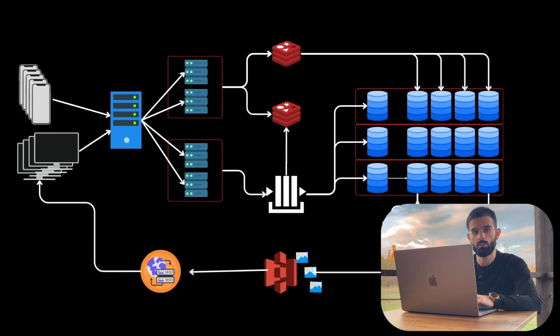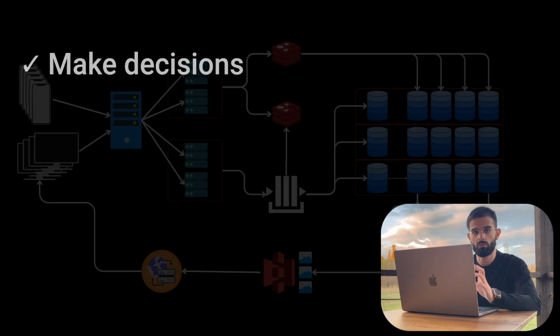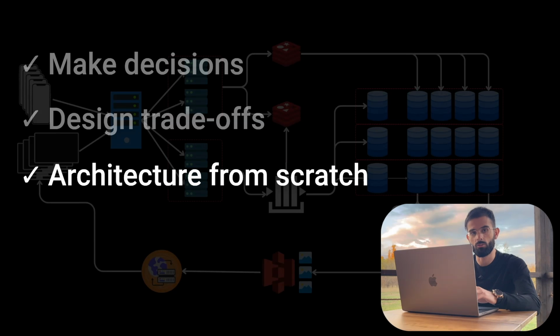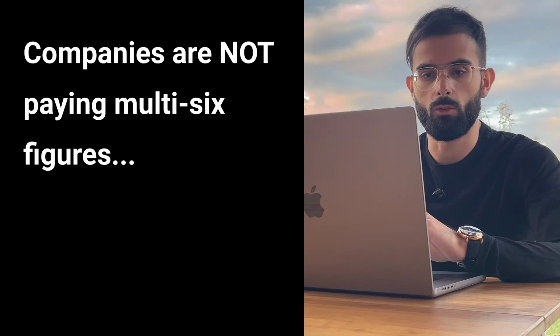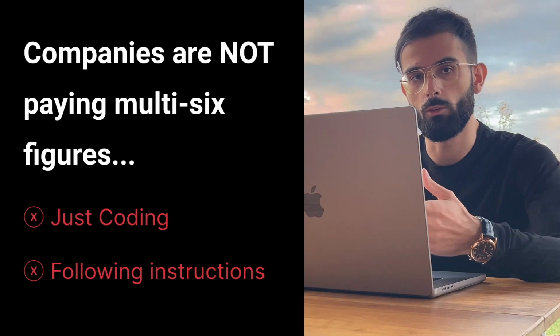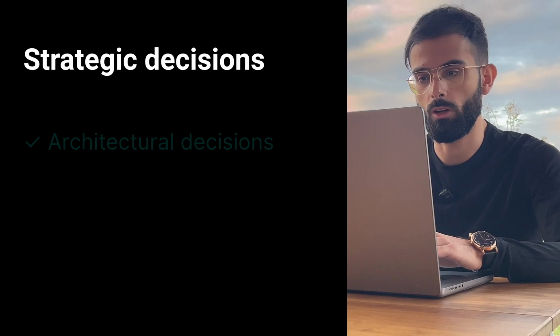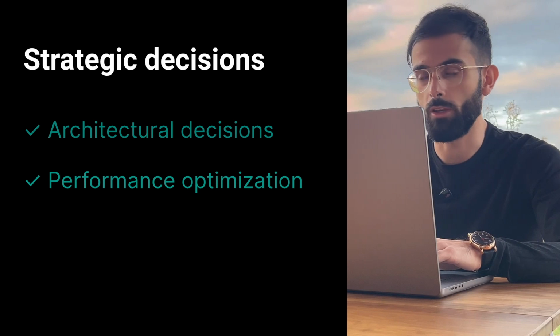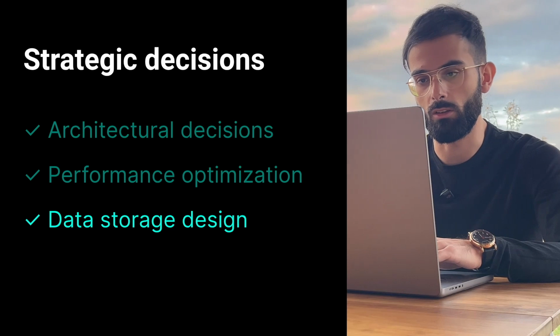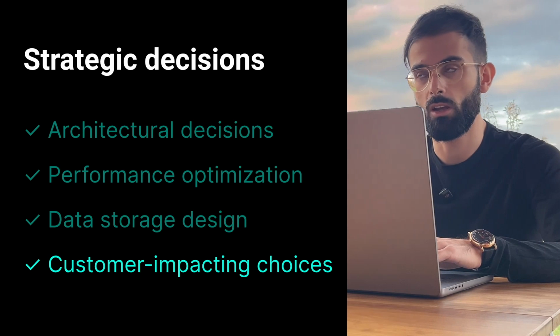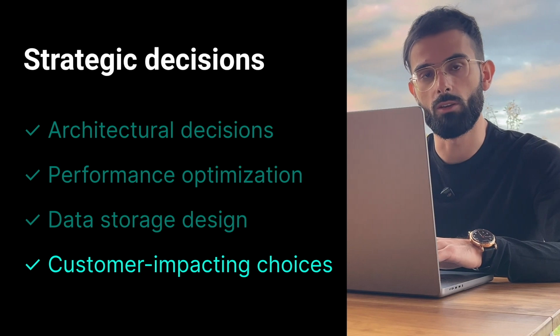And actually that is the exact skill that separates mid-level developers from seniors, because seniors are also able to make decisions, design trade-offs, design the architecture from scratch, and make decisions with raw requirements. So companies are not paying six figures for people who can just code or follow instructions, but they are paying for architectural decisions, for making the system performant, for optimizing the data storage, and making the decisions that also affect the customers and the software that they are building.